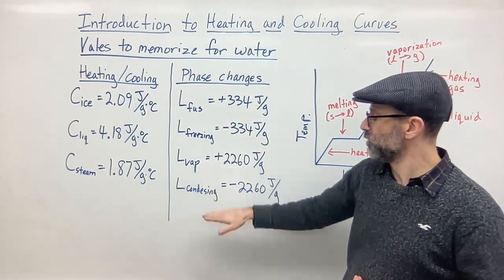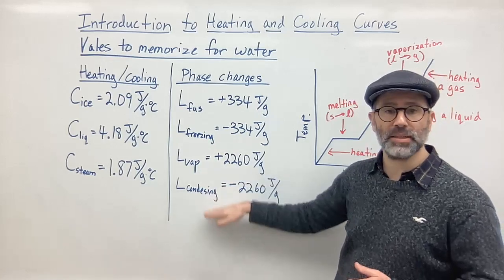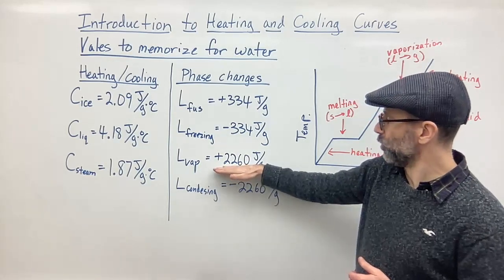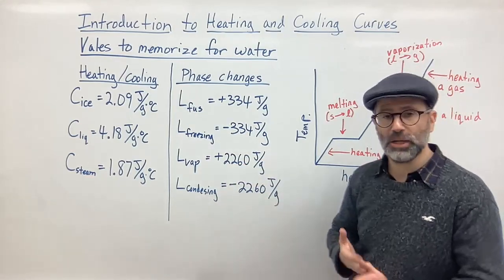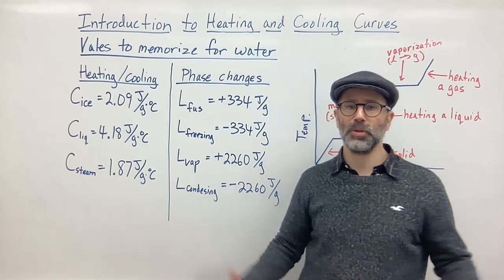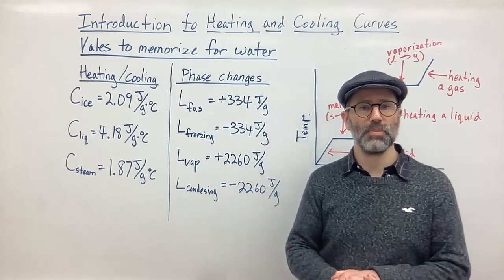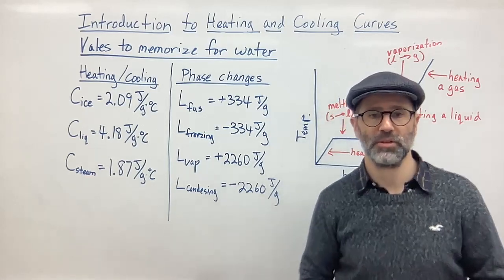Same thing with vaporization and condensation. They are opposite processes. One is endothermic, the other is exothermic. Same value, different sign. So make sure you memorize those. Now, let's put this together and talk about how you might use this to solve problems.